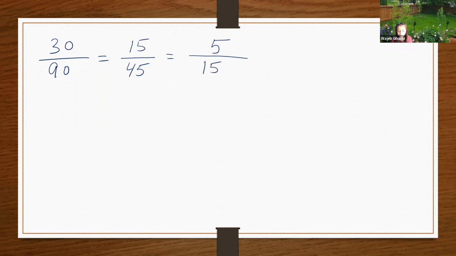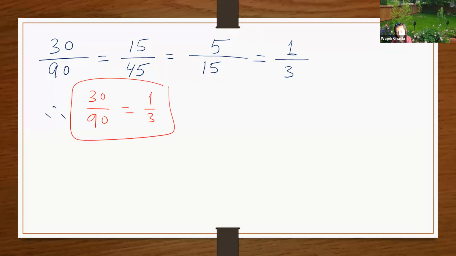So 5 over 15, and now 5 and 15 are also divisible by 5. So we divide both numerator and denominator by 5. What is the result? 5 by 5 is 1. 15 by 5 is 3. 3 times 5 is 15. So we got the result. Therefore, one very important thing here: 30 divided by 90 is 1/3. This is the simplest fraction.